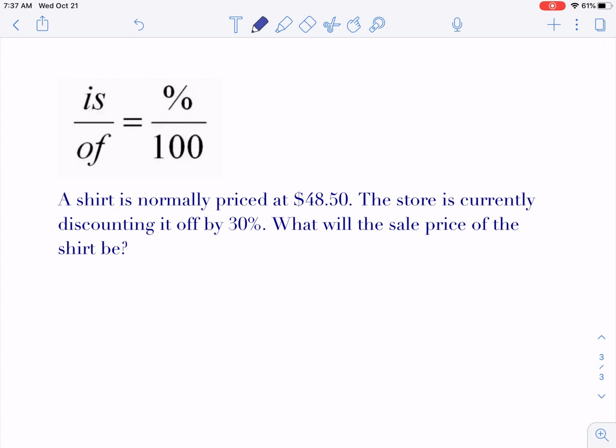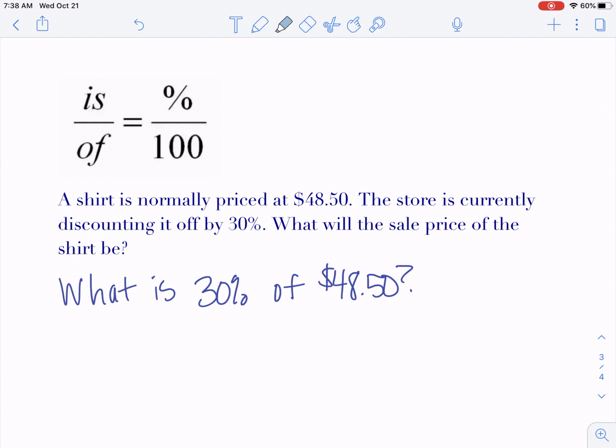One application of this type of problem was when things are discounted and on sale in a store. So a shirt is normally priced at $48.50. The store is currently discounting it off by 30%. That means that they are going to take 30% off that regular price. Not $30, but 30%. So if we're asked to find the sale price of the shirt, first we need to ask ourselves, what is 30% of $48.50?